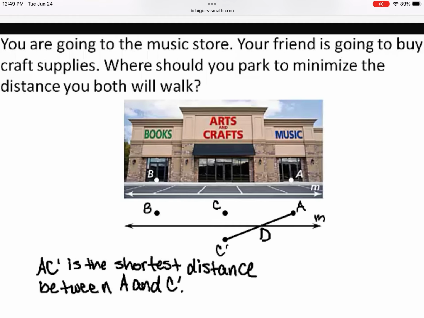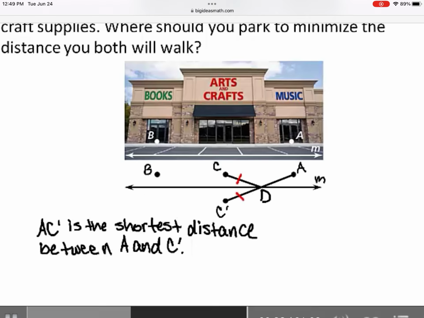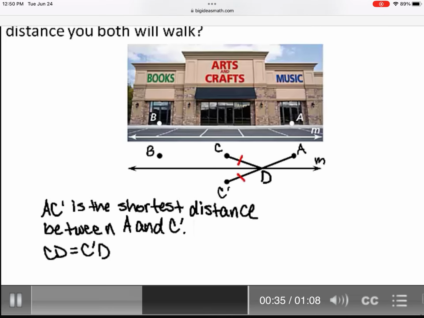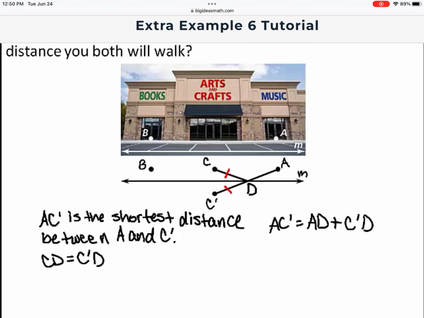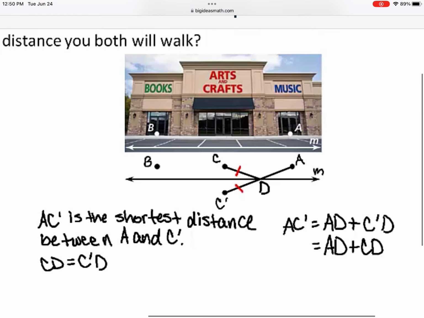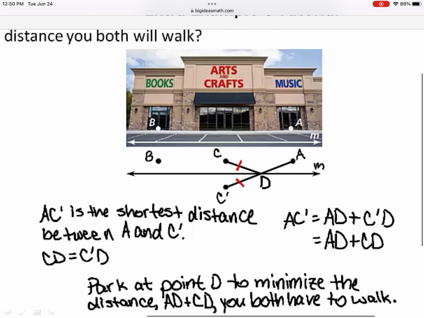Notice that AC' is the shortest distance between A and C'. Also notice that the distance between C and D is equal to the distance between C' and D. The distance between A and C' is equal to the distance between A and D plus the distance between C' and D. Because the distance between C' and D is equal to the distance between C and D, the distance between A and C' is equal to the distance between A and D plus the distance between C and D. Because AC' is the shortest distance between A and C', and because CD equals C'D, park at point D to minimize the distance AD plus CD you both have to walk.